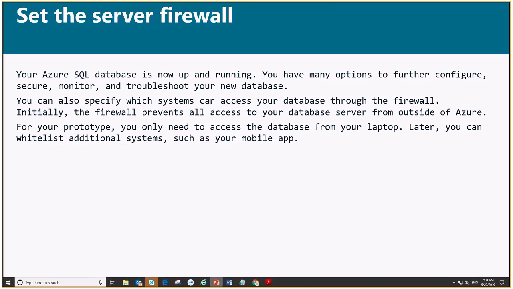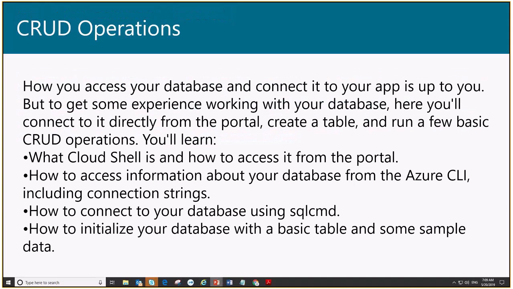Set the server firewall. Like I said, we have to have a firewall set. It's now up and running. Now you need to choose whether you want to set up a firewall or not. If you don't set up a firewall, it means that anybody who has access to the Azure portal will have access to your database. So you can set up firewall rules to make sure that only these people or only these apps will have access. So you need to set up allowed IP addresses in the server firewall.